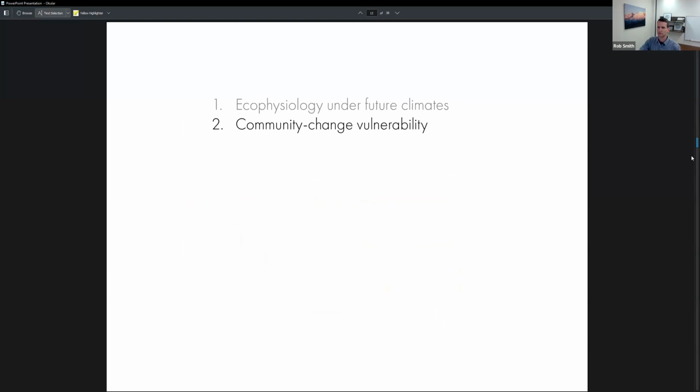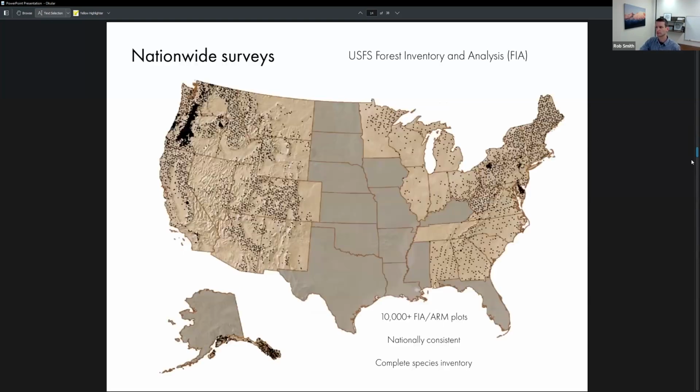So if that's what's happening for single individuals, how does that scale up to communities across large scales? Nationwide, we're lucky to have the FIA Forest Health, Forest Inventory and Analysis / Forest Health Monitoring / Air Resource Management Program data set. That's systematic measurements nationwide of the entire lichen community that grows on trees and shrubs above ground. So we have nationally consistent monitoring and a complete species inventory at each of these sites.